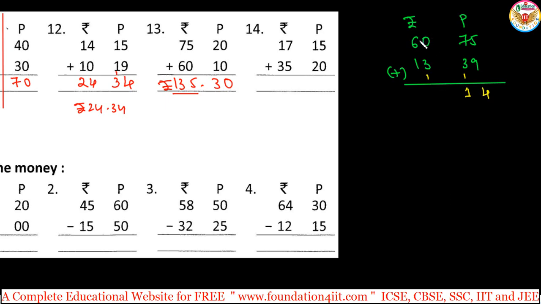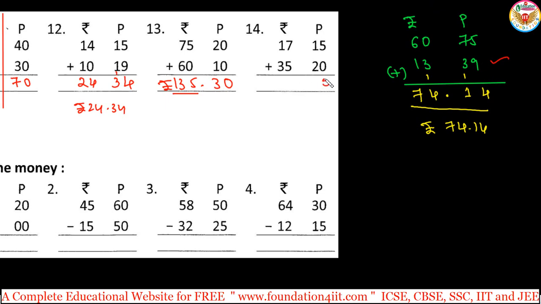Same, normal addition. 60.75 plus 13.39. Now this is 4 and 7, so the point should be here. This is rupees, 74.14. So after paisa, if any number is carried to rupees, it is counted in the rupees only. This example, I am giving these types of examples also in the worksheets.